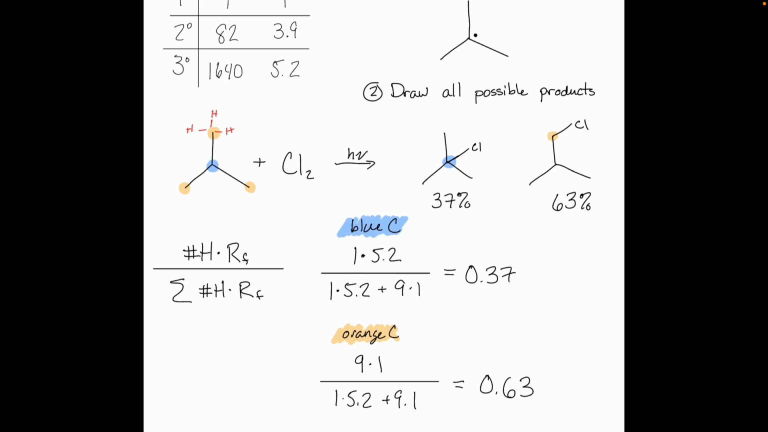Okay, and again, it's just a numbers game. There are just so many more primary hydrogens that could react that even though each one individually is less reactive, because there's so many more of them, the probability that that would be your major product is greater, right? So again, about 2/3 of your product would actually have the chlorine on that primary carbon. All right, let's do one more.